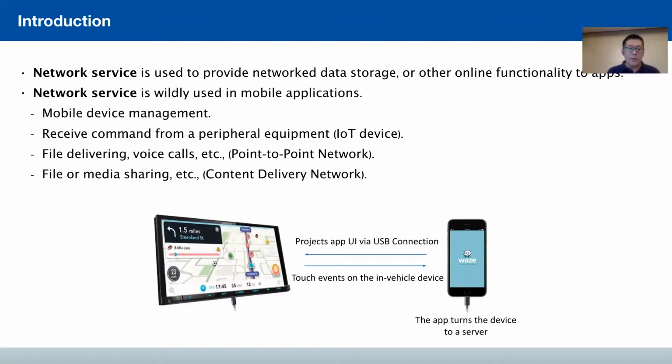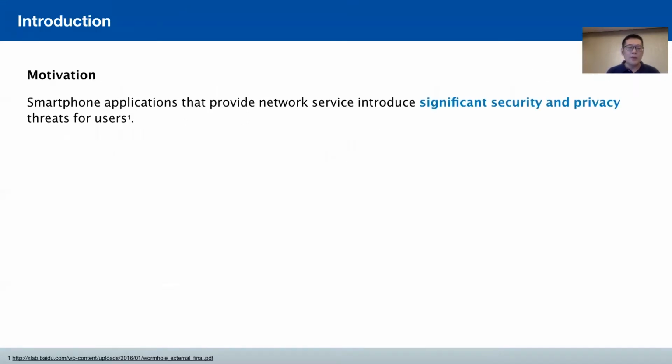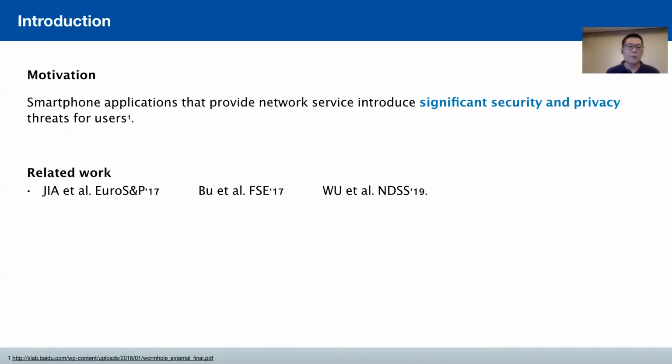Here's an example: the Waze app projects its UI to an e-vehicle device via USB connection. In the meantime, in order to receive touch events on the e-vehicle device, the app turns the device into a server. It's observed that smartphone applications that provide network service introduce significant security and privacy threats for users.